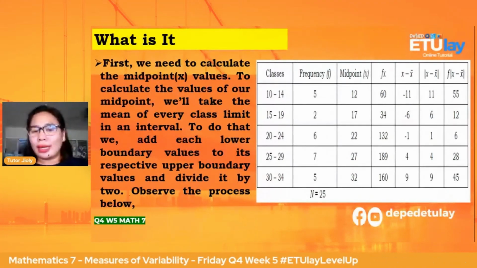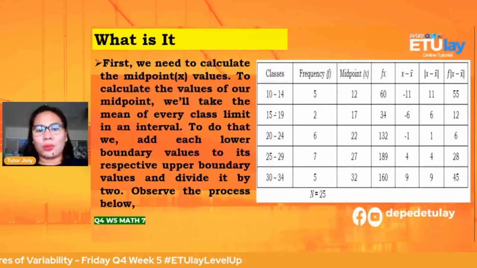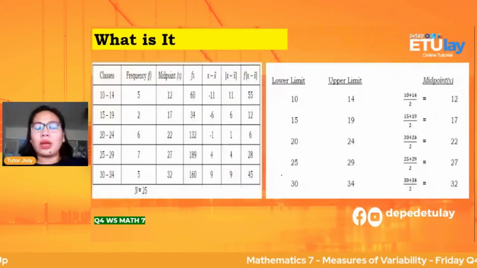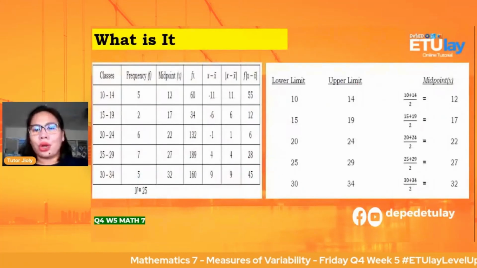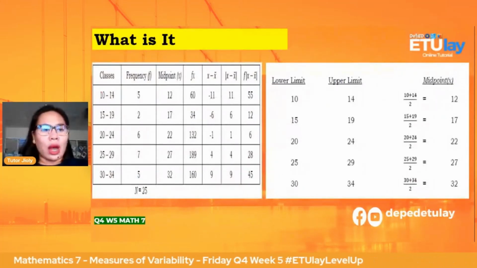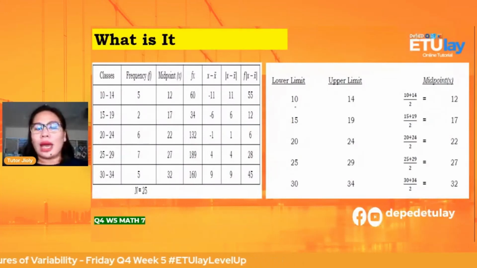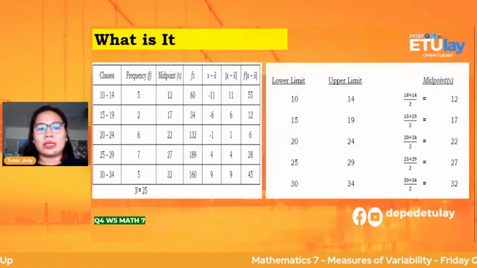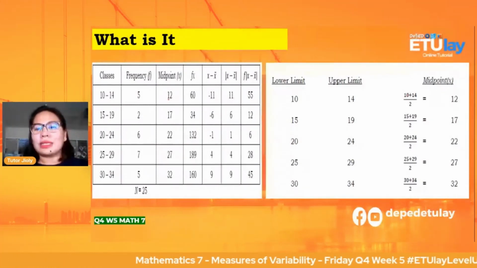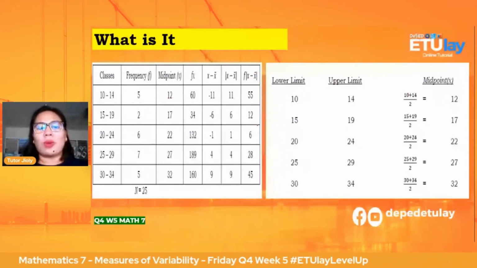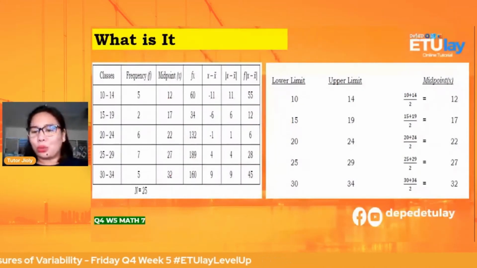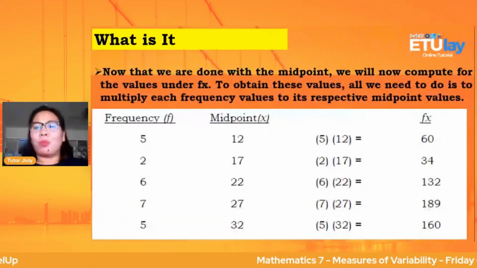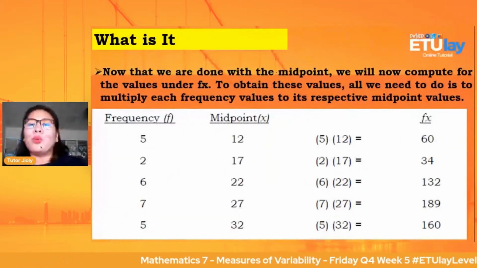Okay? So, ito yon. Again, this will be our lower boundaries and this number is our upper boundaries. Okay? Lower limit. Ito yung upper. Ito yung lower, ito yung upper. Ito yung sinasabi ko kanina sa inyo, i-add nyo lang si lower at saka si upper. So 10 plus 14, kaya nakuha si 12. Then 15 plus 19, kaya nakuha si 17, si 22, 27, and 32. Ito yung sinasabi ko kanina sa inyo. Okay, next. Now that we are done with the midpoint, tapos na tayo sa midpoint, tama?